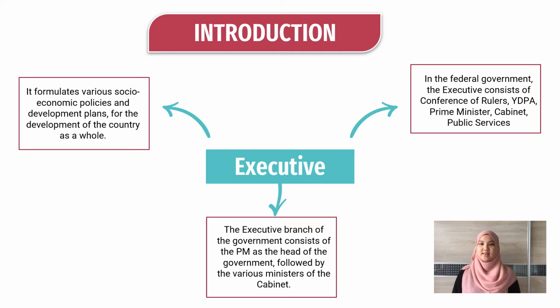In Malaysia, the executive branch of the government consists of the Prime Minister as the head of the government, followed by various ministers of the cabinet. In the federal government, the executive consists of Conference of Rulers, YDPA, Prime Minister, Cabinet and Public Services.